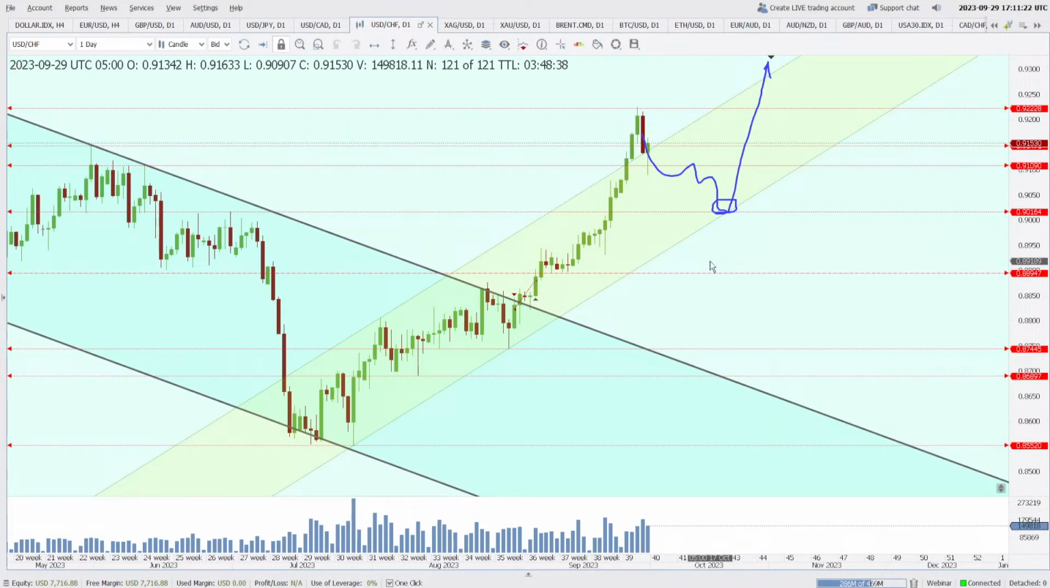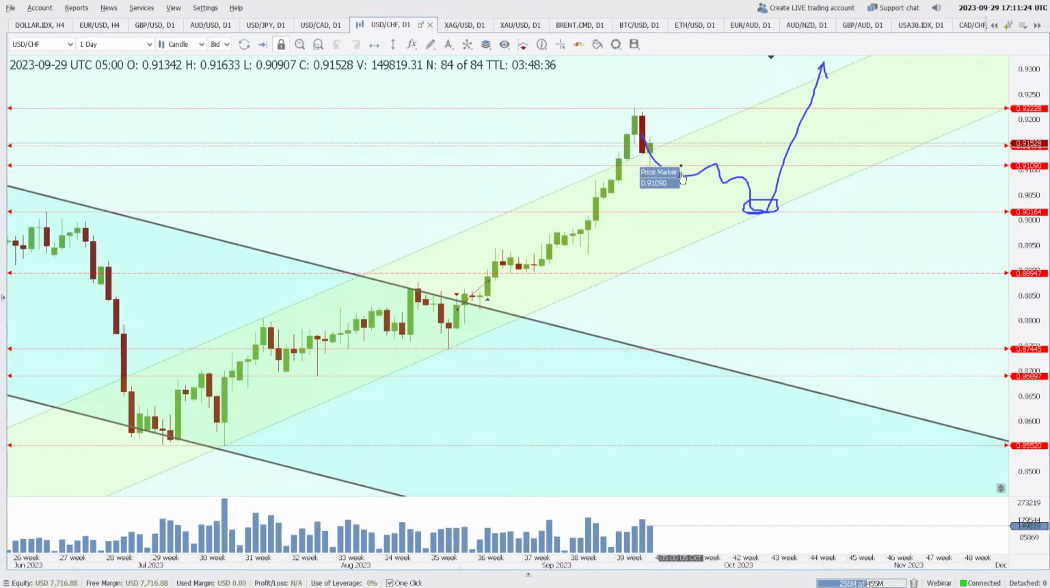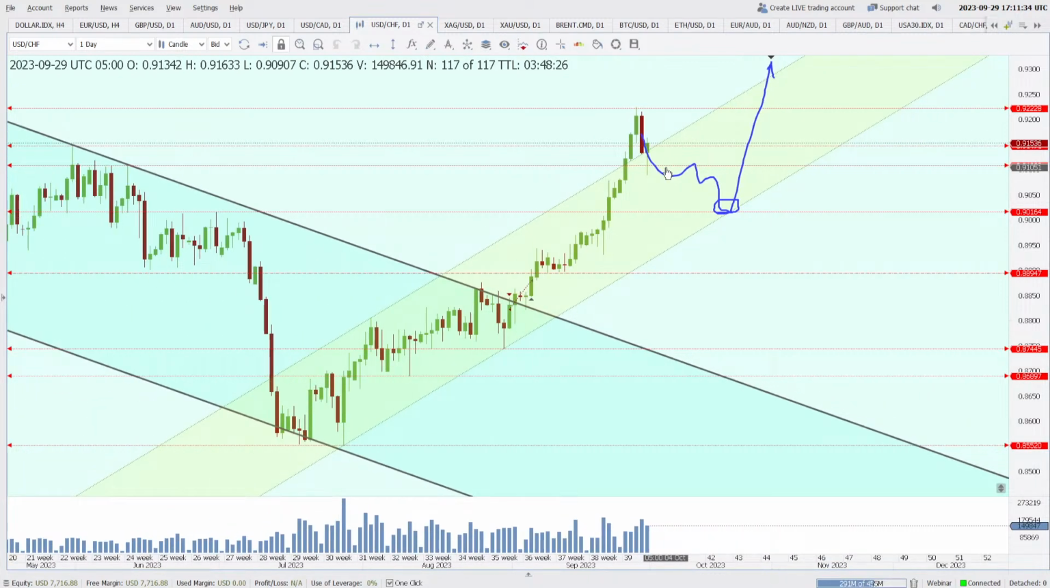USD CHF, after the return from here, is trying to find some support around 0.9109. We have been looking for this area to act as a support, but it will be much better if the price comes back to 0.9016, which in my opinion is a much better support than 0.9109. Although this is a support, I'm expecting the price to come back to 0.9016. So let's see how things unfold here.